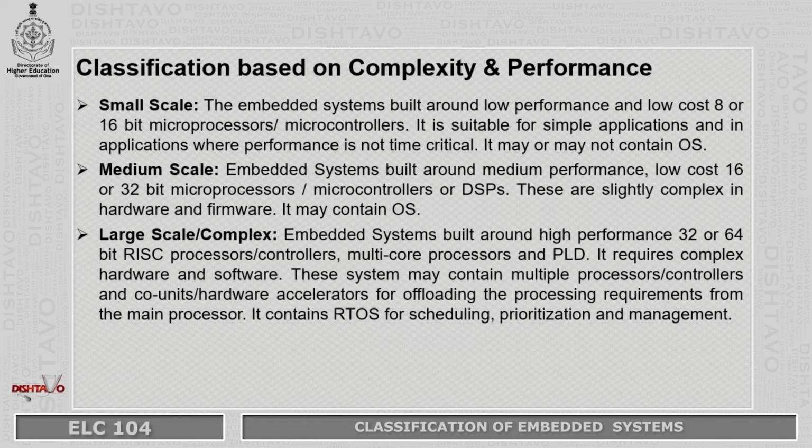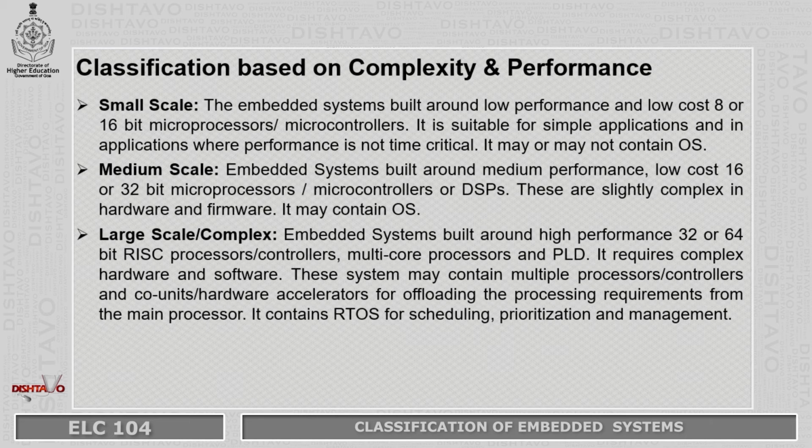In the case of the second type, that is the medium scale embedded systems, these systems are built to give medium performance and are designed using low cost 16 or 32-bit microprocessors, microcontrollers or digital signal processors. As compared to the small scale embedded systems, these are slightly complex in both hardware and firmware and may contain an operating system. The third type is the large scale or complex embedded systems.